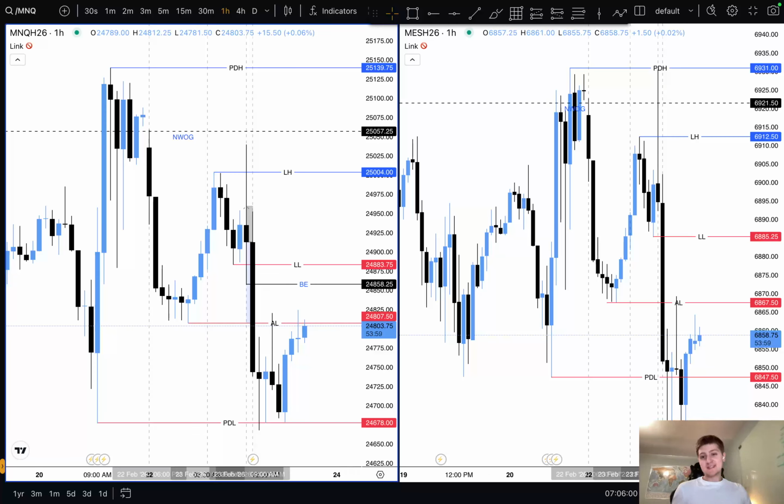Alright, cool. So basically, this trade recap for February 23rd, 2026. It's a late trade recap, but I just got home, so let's get straight into it.